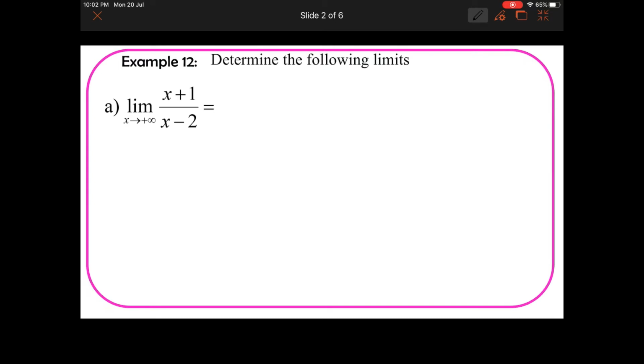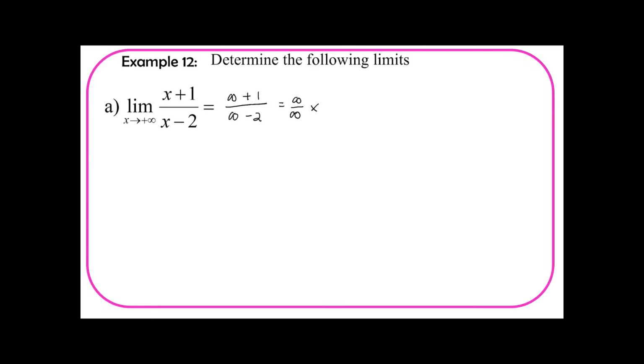Example 12 part A, we have to find the limit as x approaches positive infinity of x plus 1 divided by x minus 2. If we directly substitute, we will get infinity plus 1 divided by infinity minus 2. So this can be simplified as infinity over infinity, an indeterminate case. Now we have to manipulate our function. Our concept here is to divide our numerator and denominator part by the highest power of the denominator part. In this case, our highest power will be x.